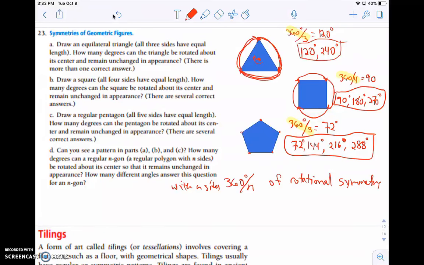And then, how many different angles answer this question for the n-gon? Notice that in our triangle, there were 1, 2. Square, there was 1, 2, 3. Or excuse me, there was 3 for the square, 4 for the pentagon. And so it turns out that there are n minus 1 different angles when you're dealing with regular polygons where all the sides are of the same length. So it doesn't apply to every single polygon, but what we call regular polygons does apply.